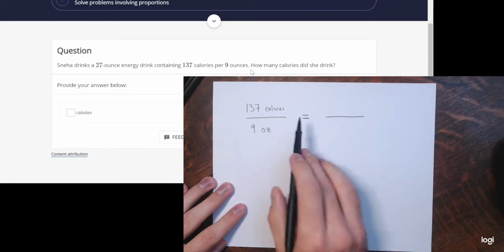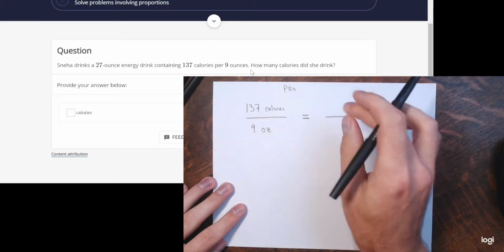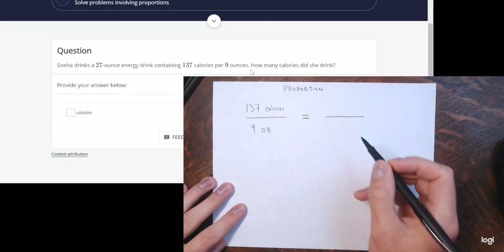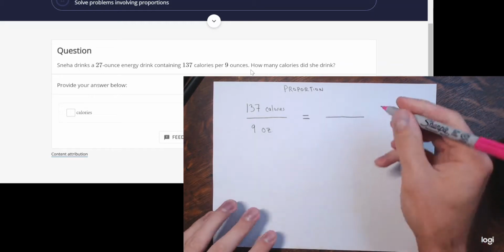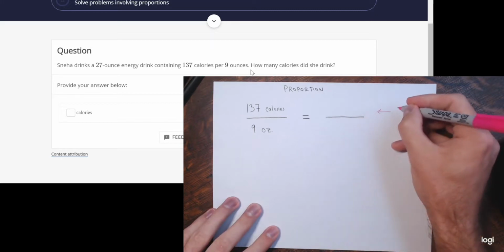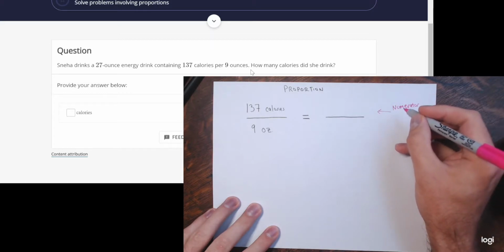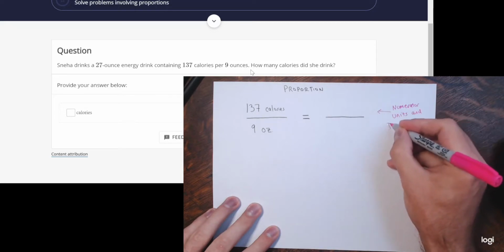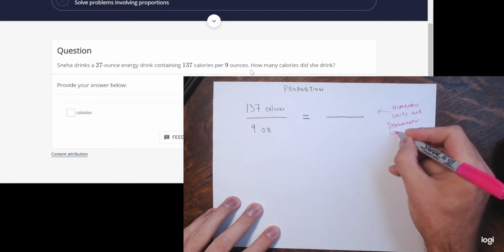And when I set up this proportion, again, a ratio equal to a ratio, make certain that the numerator units and denominator units are consistent. Numerator units and denominator units should be consistent.